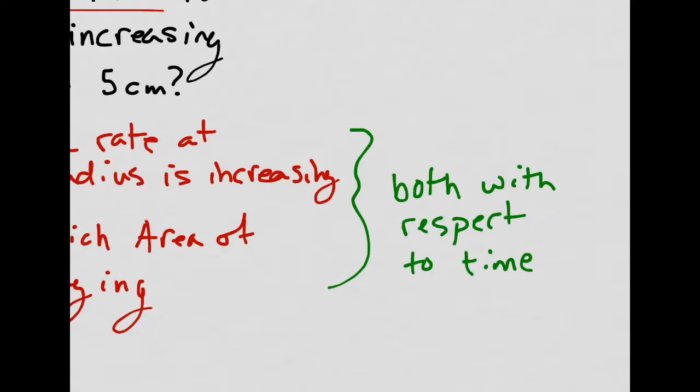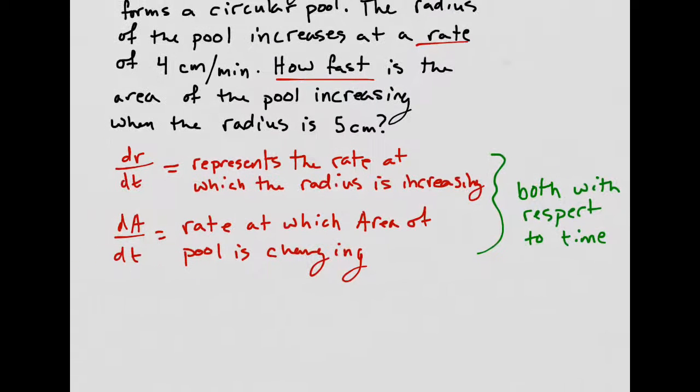Both of these are with respect to time. This is the rate at which the area of the pool is changing, and this is the rate at which the radius of the pool is changing. Most of the time we're going to be doing this with respect to the independent variable, and in this case, the independent variable is just time.